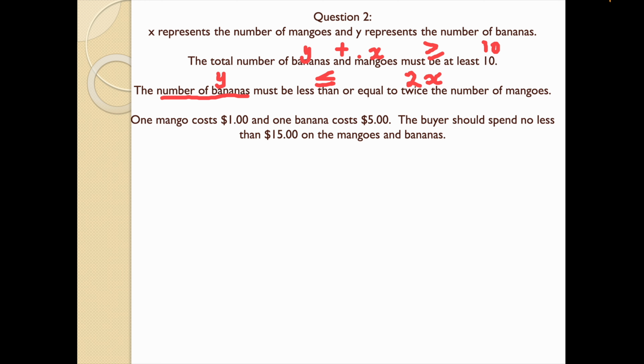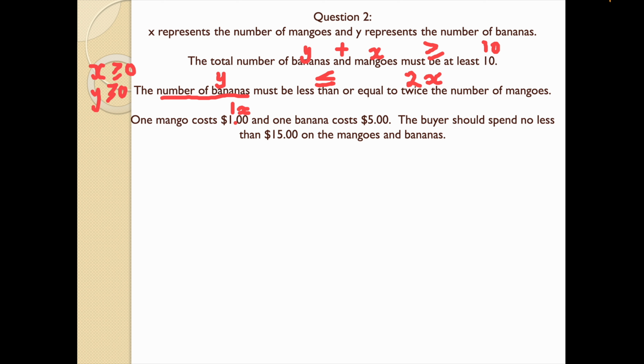Now remember, obviously, since we are counting mangoes and that kind of stuff, we know that x must be more than or equal to 0, and y also must be more than or equal to 0. Okay? Now, with this last part, it says 1 mango, so we know that it should be like saying 1 mango.